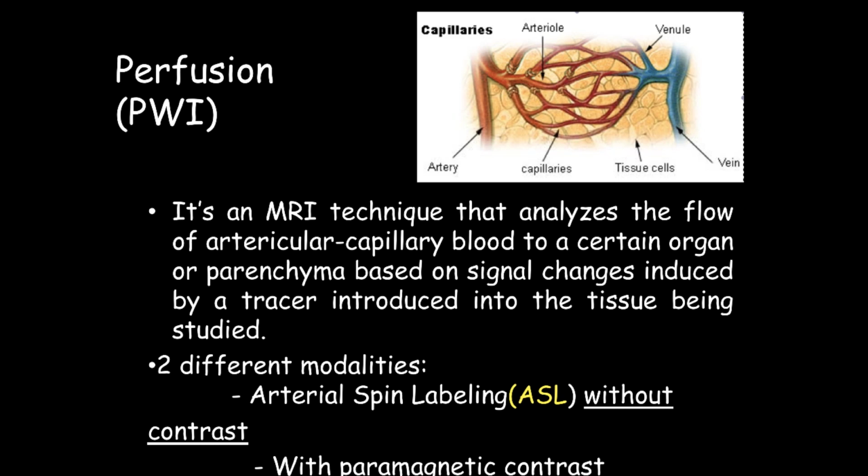Another sequence that we were talking about is perfusion. Perfusion is an MRI sequence that analyzes the flow of blood into capillaries to a certain organ. And this sequence is based on signal changes induced by a tracer. The tracer may be a paramagnetic contrast, as in perfusion-weighted imaging itself, or may be something different. In arterial spin labeling, or ASL, the tracer is not contrast. The tracer is spin labeling.